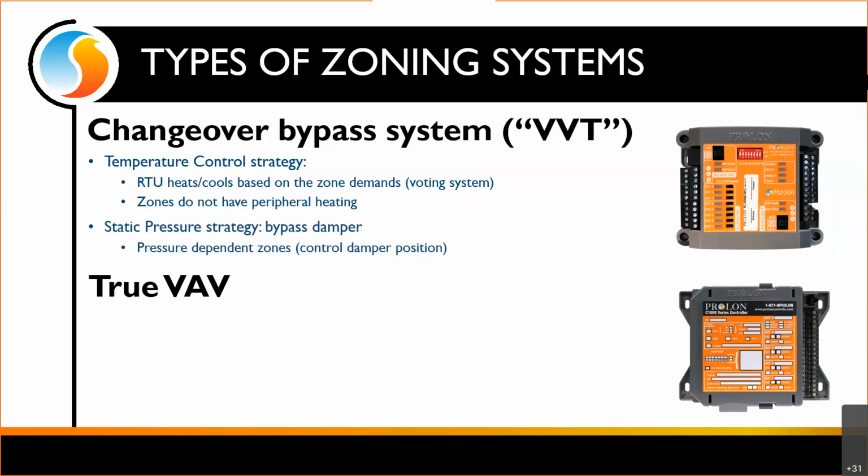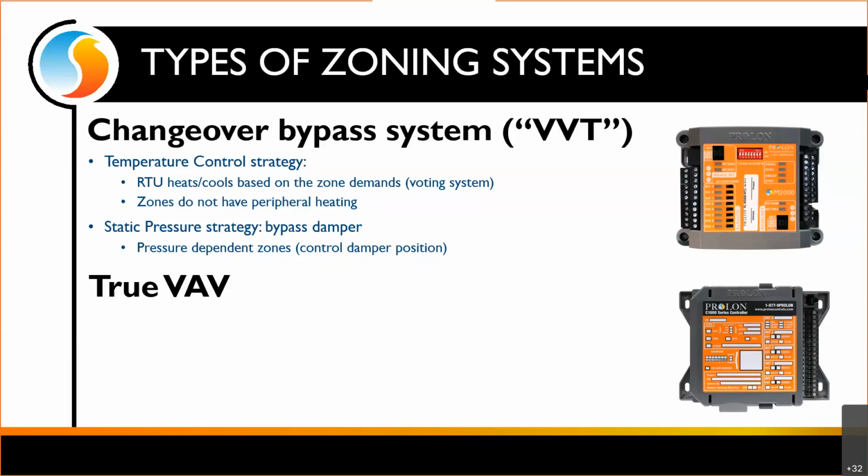One of the other features of this kind of system is the static pressure. So how are we going to control it? Well, in this kind of system, we tend to control the static pressure in the ducts with a bypass damper. And at the zone level, we tend to use pressure-dependent actuators or pressure-dependent zone controllers. So in this case, we are controlling the airflow to the space based on damper position. So these are the main features for a VVT system.